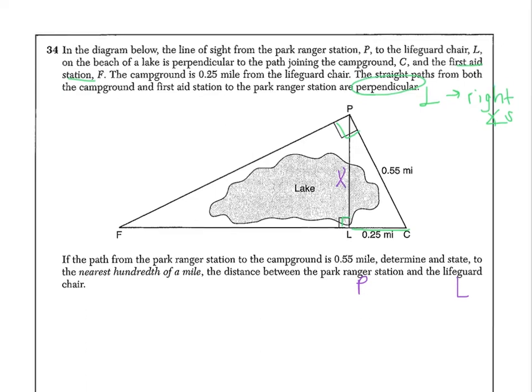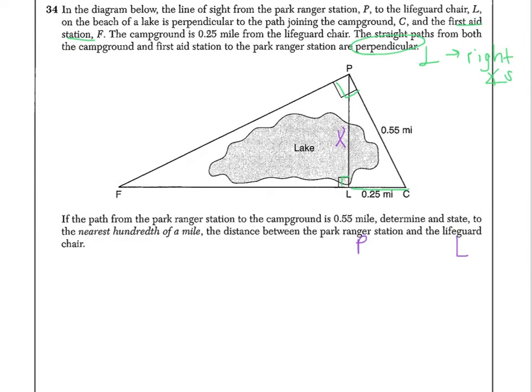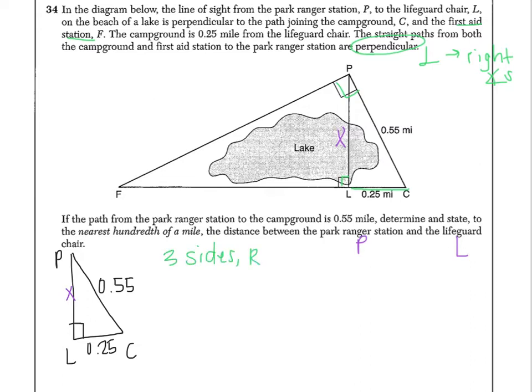I'm going to resketch this triangle that I see here because I think it's important that we recognize the triangle and its parts so that we can figure out what formula to use. P, L, C, where PC is 0.55, LC is 0.25, and we just called PL x. So here when I'm looking at this problem, I have three sides and a right triangle.